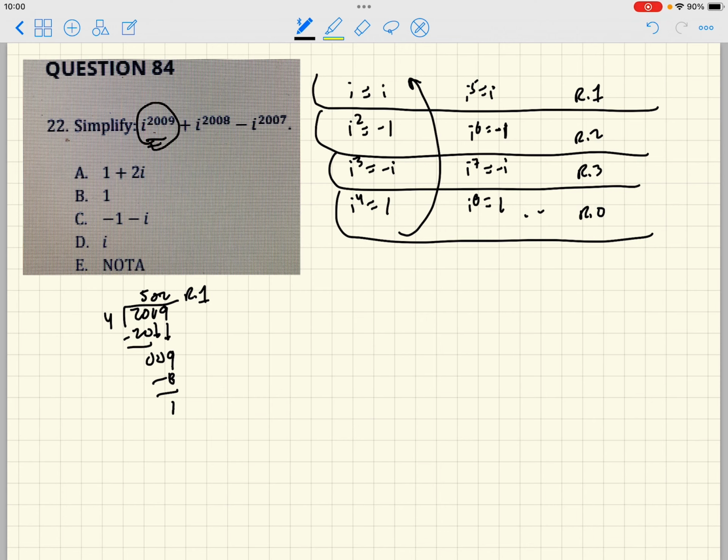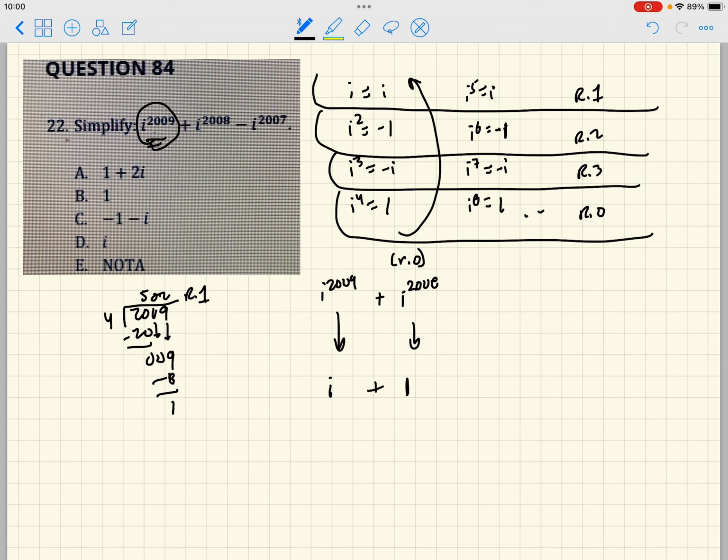All right, well, 2009 has a remainder of 1, so that means that i to the 2009 will just be i. Okay? So then we say plus i to the 2008. Well, 2008 would have a remainder of 0, because it's 1 less than 2009. So therefore, that would just become plus 1.